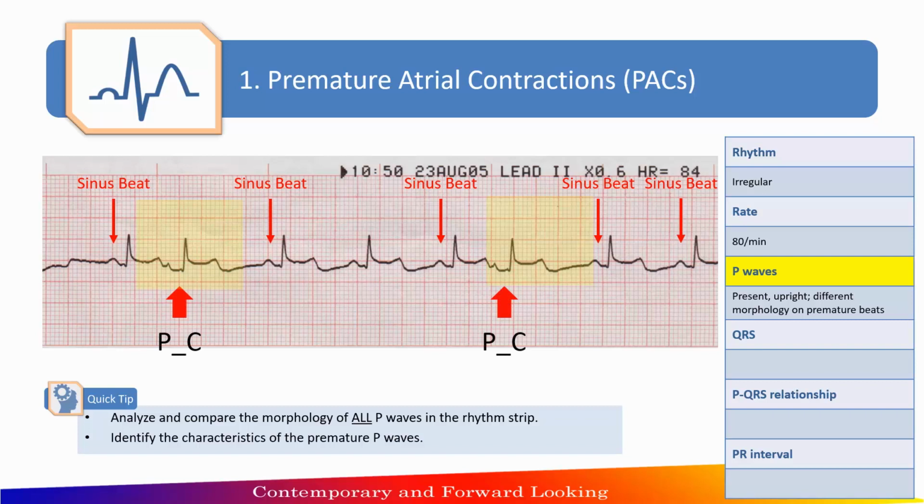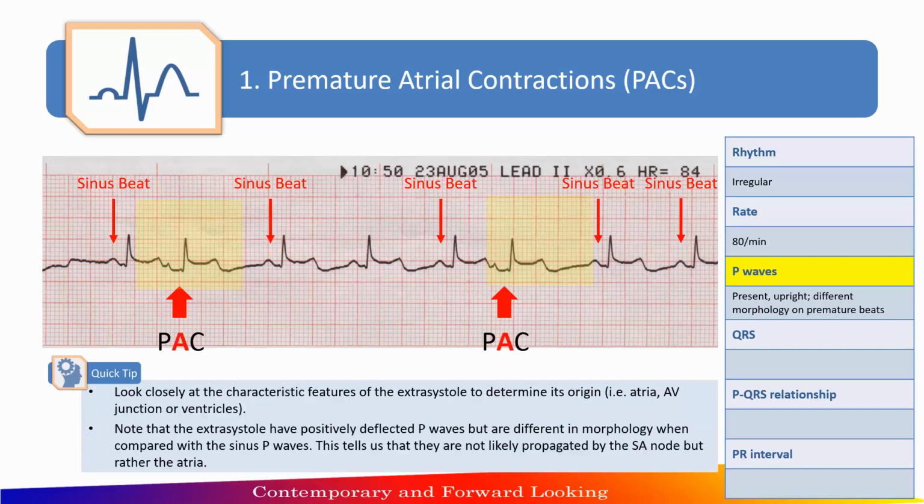Unfortunately, the same can't be said about the P waves in the premature beats identified earlier. You will notice that their morphology or shapes are different from the P waves in the sinus beats. However, they're all still upright facing. This tells us that they originate from the atria.